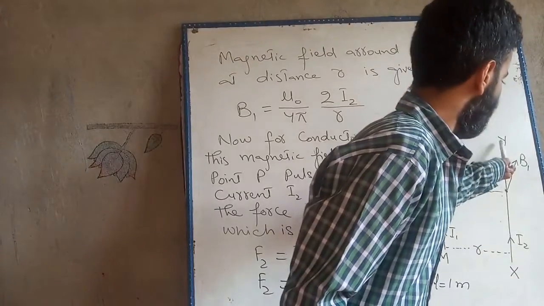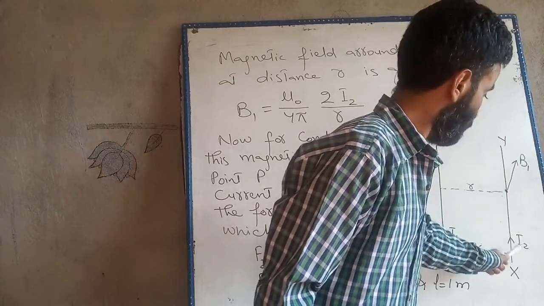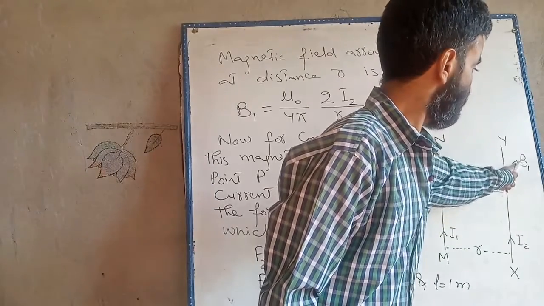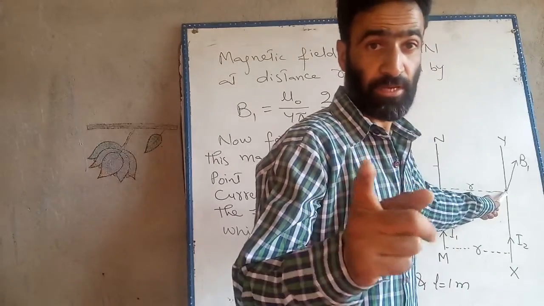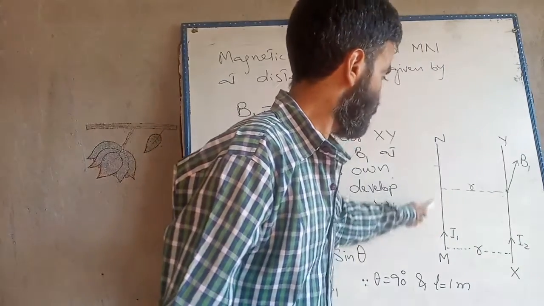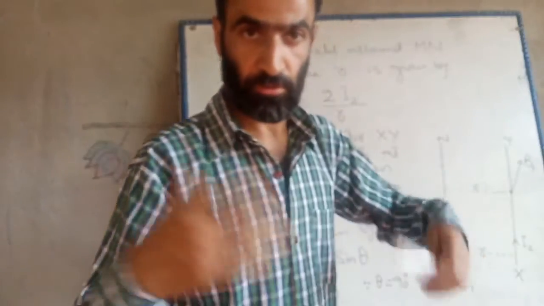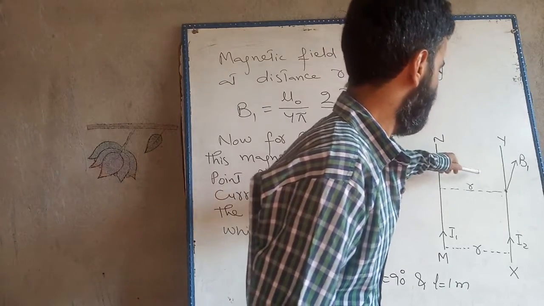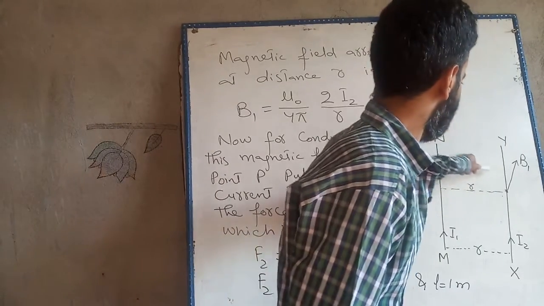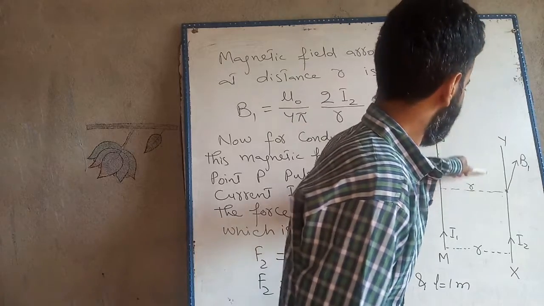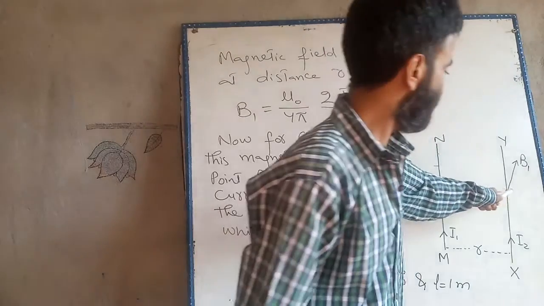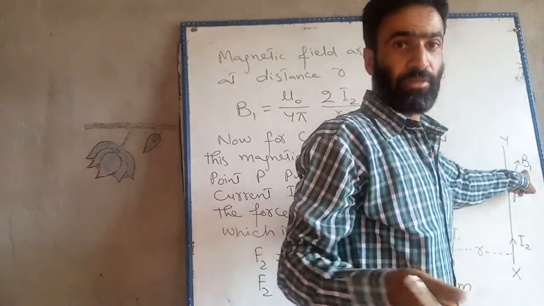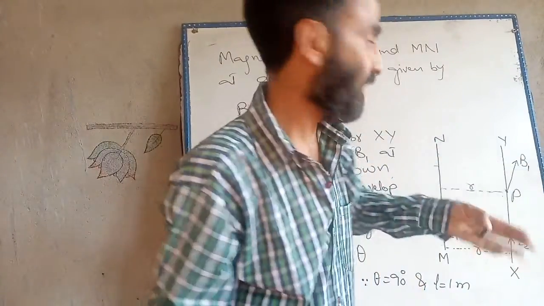Now let's take this conductor, and through it current I2 is flowing. This is the magnetic field B1, but this magnetic field is of this MN, because we observed that a magnetic field is developed around it, and this magnetic field acts upon this conductor at this point P. So this B1 is the magnetic field, but it is the external magnetic field, meaning the magnetic field from this conductor.